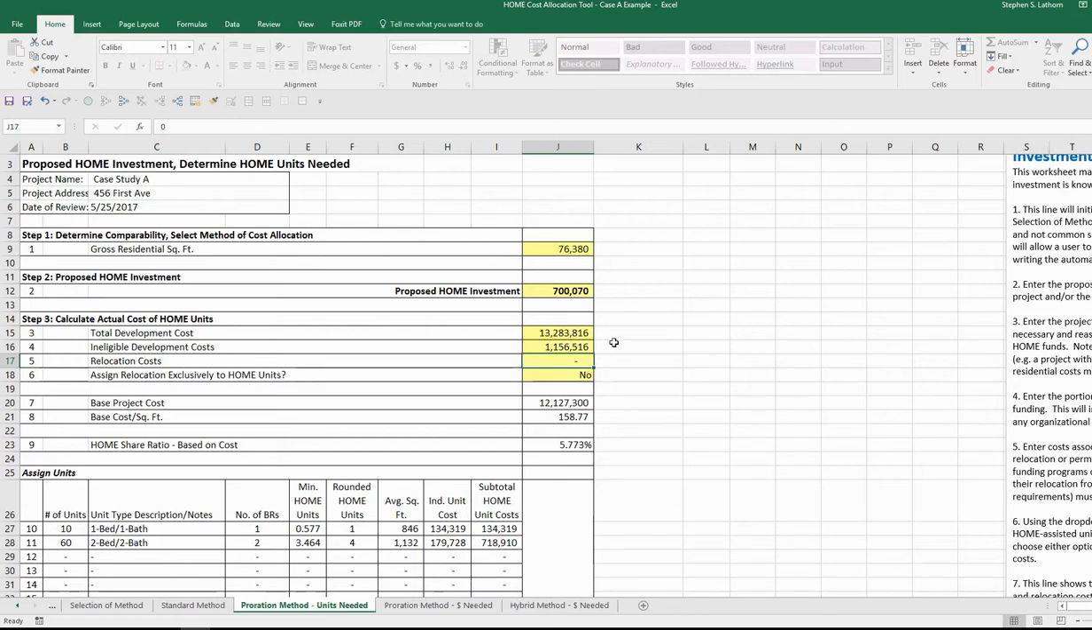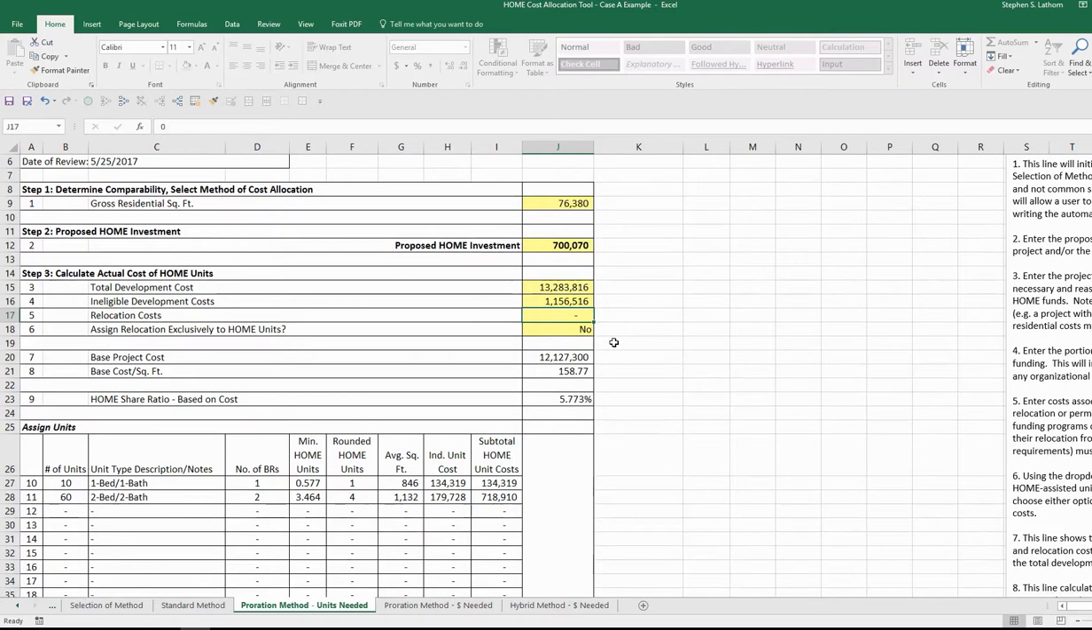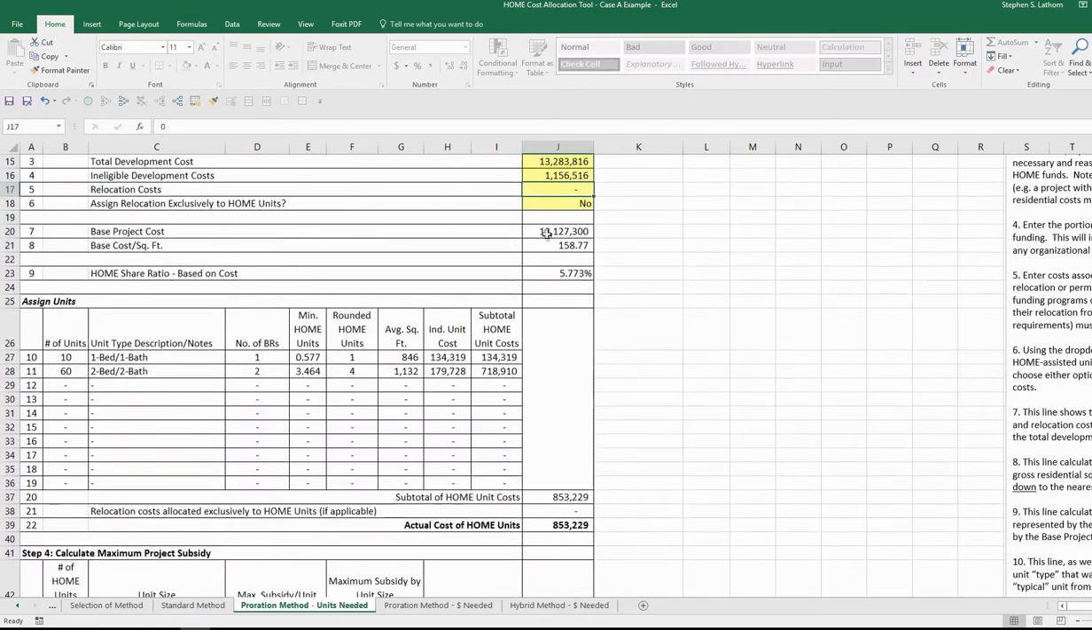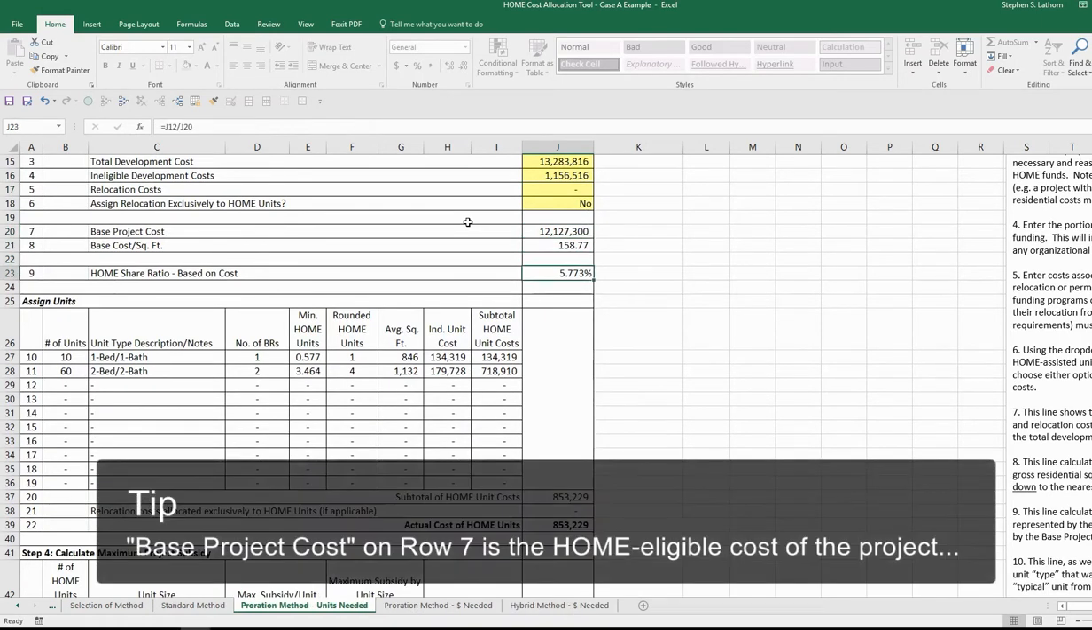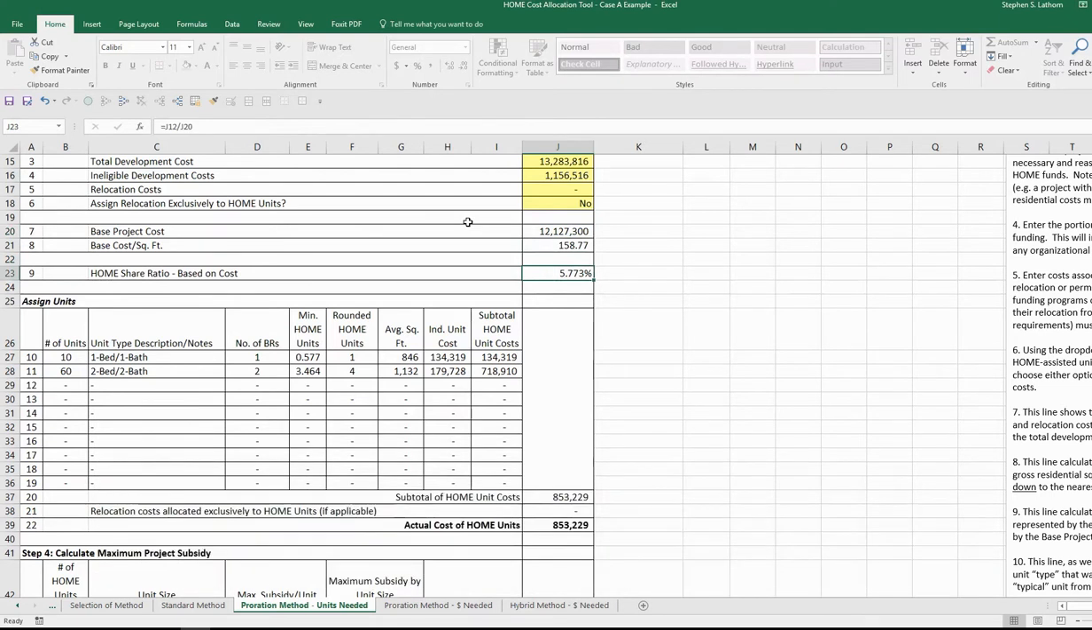And so now let's see what's going on with the sheet. The base project cost is $12,127,300, which is $158 per square foot. Home at $700,070 represents 5.773% of the overall eligible project cost.